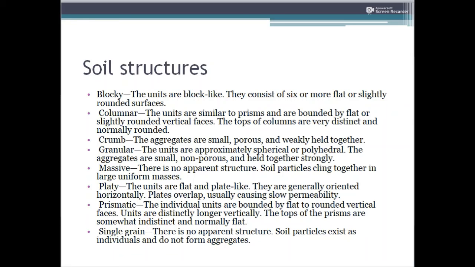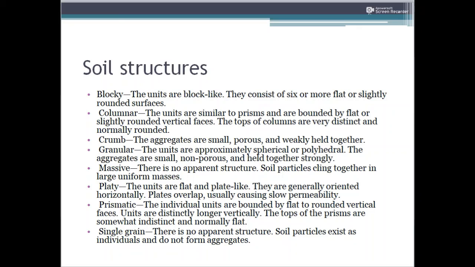So as a whole, if you consider the soil structures, we have different types. There are 8 different types. Either they form blocks, which can have flat or slightly rounded surfaces, or they can form columns. You know how a column looks. It could be either flat or slightly rounded, or they could be crumb. Crumbs are small, porous and weakly held together. Crumbing means they can break down easily also.